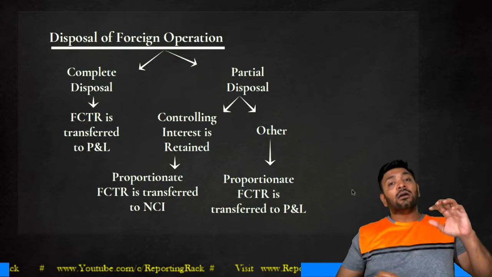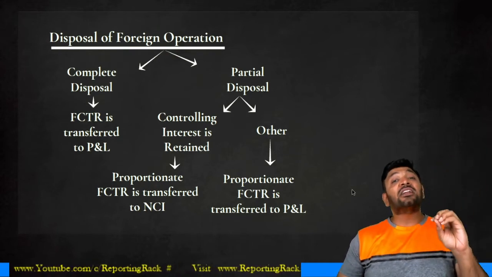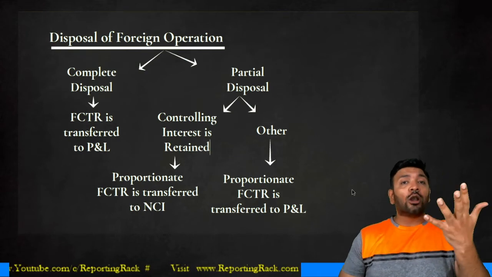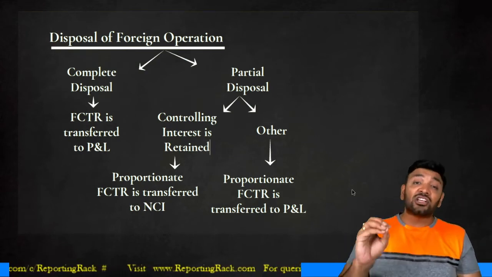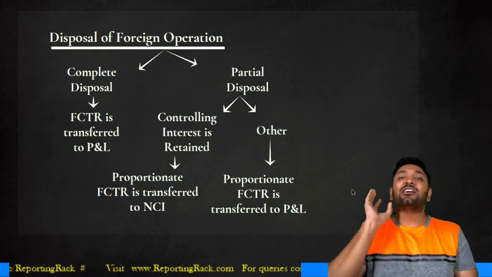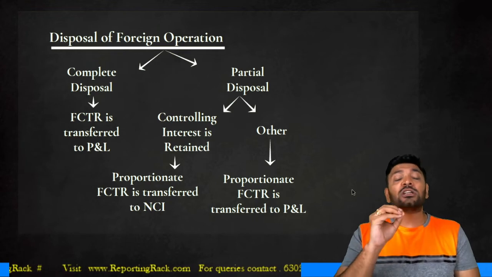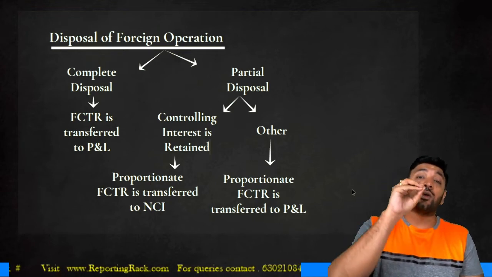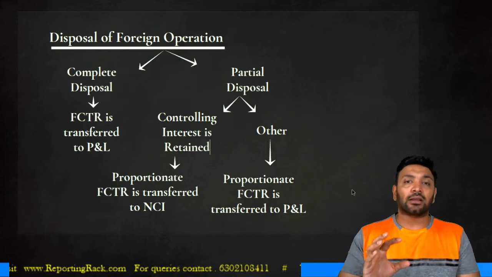So what am I saying? Complete disposal, full FCTR transfer to P&L. Partial disposal, but no controlling interest, proportionate FCTR you transfer to P&L. Partial disposal, but I am still having controlling interest in the subsidiary, in such cases the proportionate FCTR should be transferred to NCI or non-controlling interest and no longer to P&L. Clear?